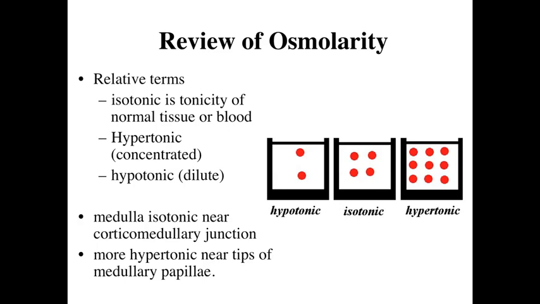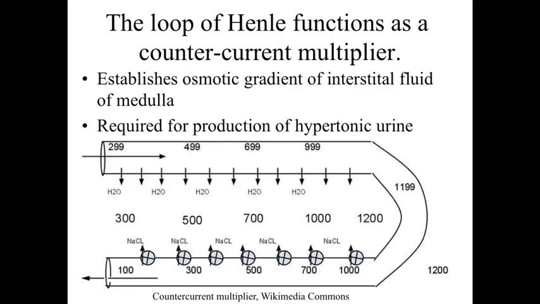As we go into the medulla, basically with that corticomedullary junction, the junction between the cortex and the medulla, we're going to start out as isotonic, and then it's going to become more hypertonic, more concentrated as we get closer to the tips of the medullary papillae, the tips of the medullary pyramids. So the deeper within the medulla we go, the higher concentration, the more hypertonic we're going to be looking at.